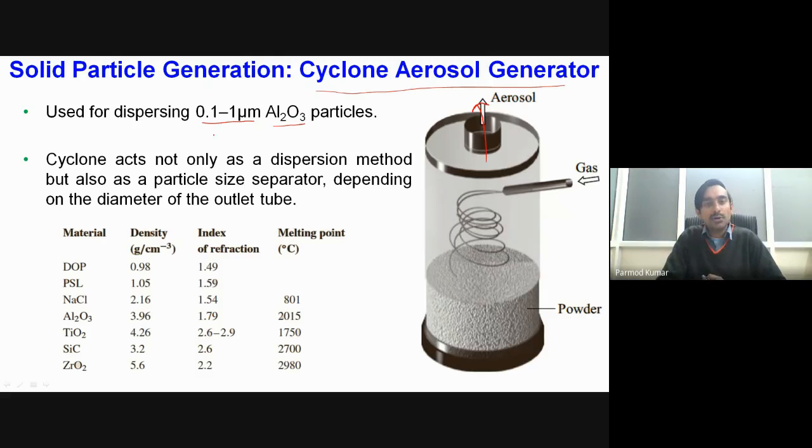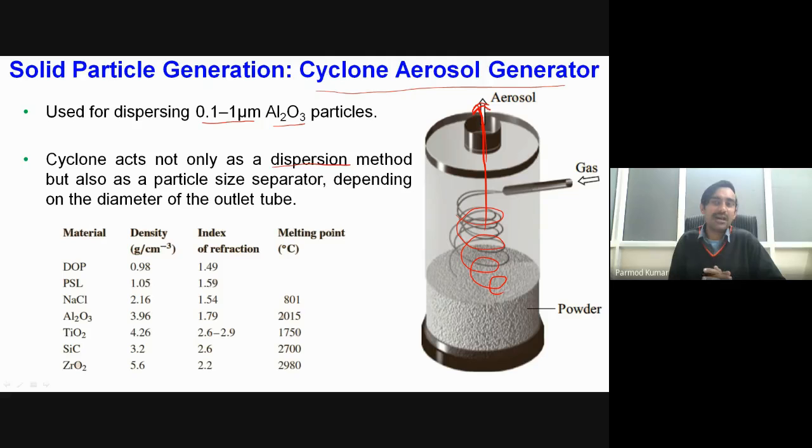Cyclones also act as a size separator along with being a method for dispersing the particles. Why? Because while the gas undergoes this tangential motion, we have separation of the particles because of the centrifugal action. So only the particles which have an almost monodispersed size distribution will come out through this particular outlet.